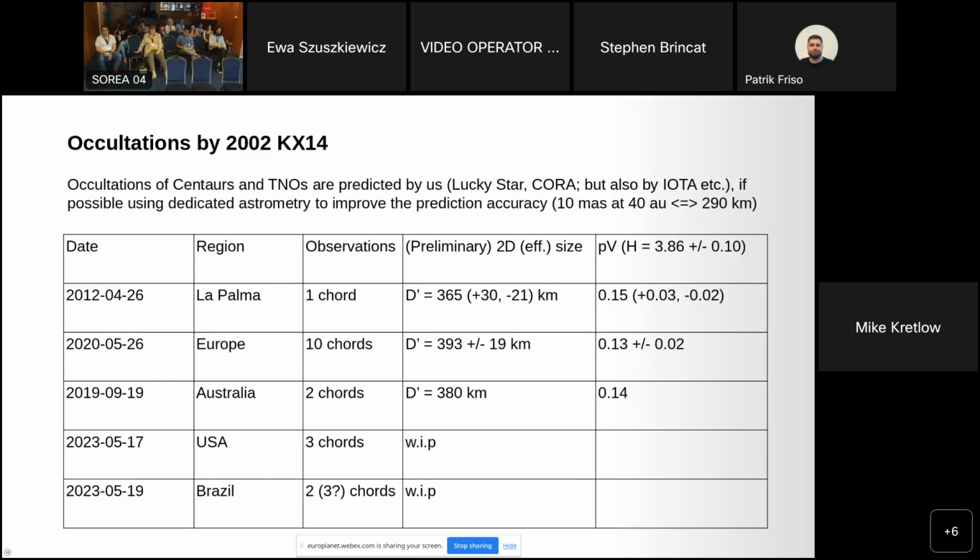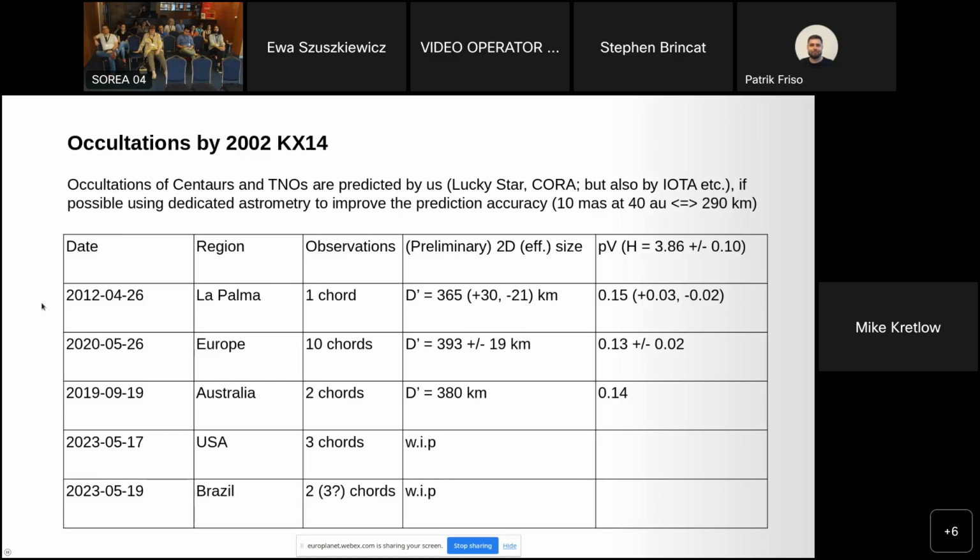You must remember that an inaccuracy of 10 milliarcseconds at a distance of a TNO of 40 astronomical units corresponds to an uncertainty on the surface of the shadow path, which I showed in the first slide, of about 300 kilometers. So that's in this table. These are the preliminary results.